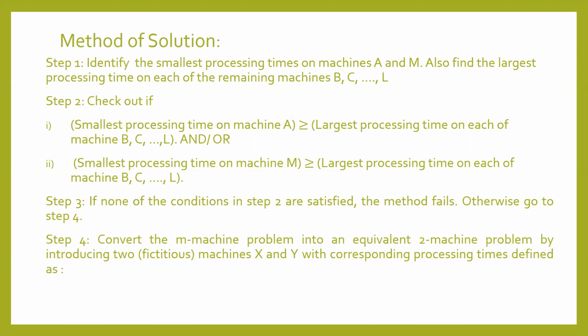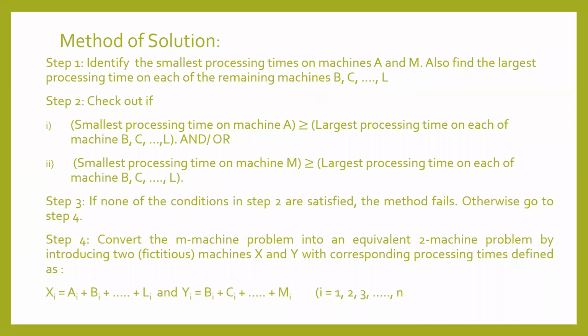Now here I have mentioned X and Y. It is not necessary that you name the machines as X and Y. If you want, you can give some other names as well, provided that name is not a part of the problem given to you. Is this clear? Now, what are the processing times for these two fictitious machines?